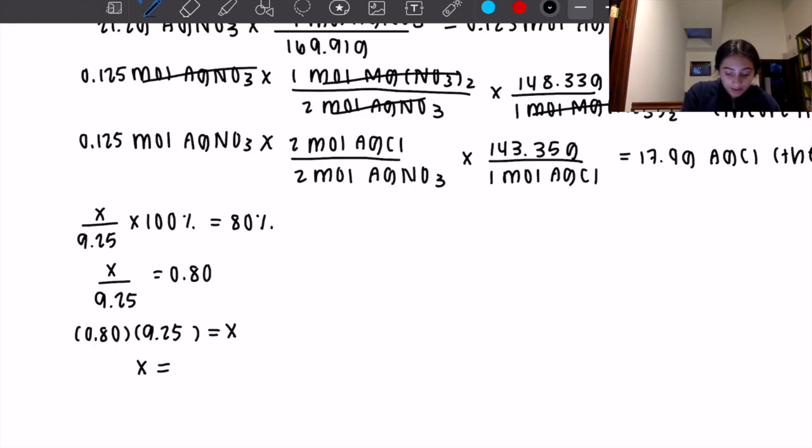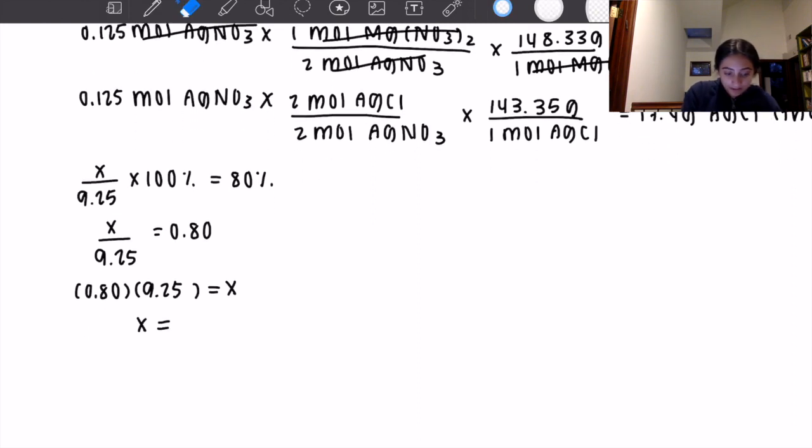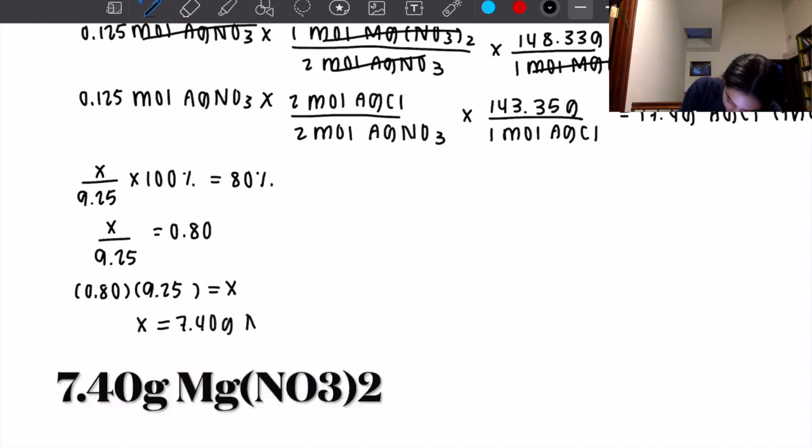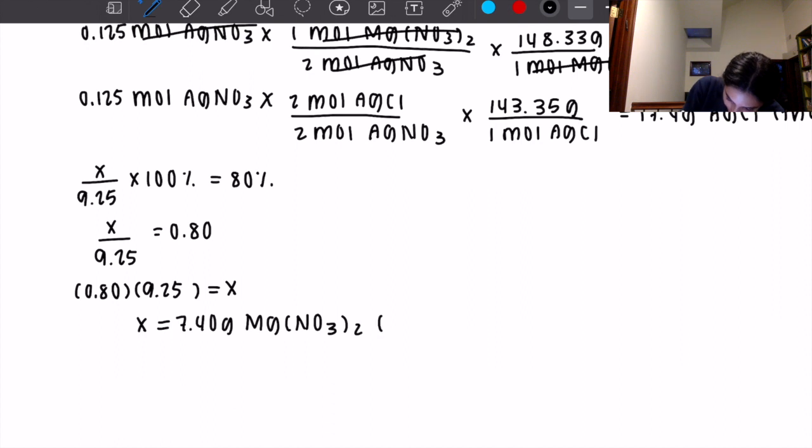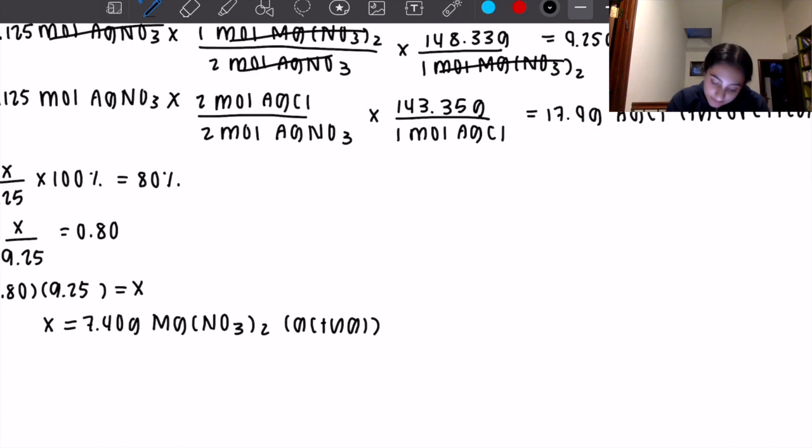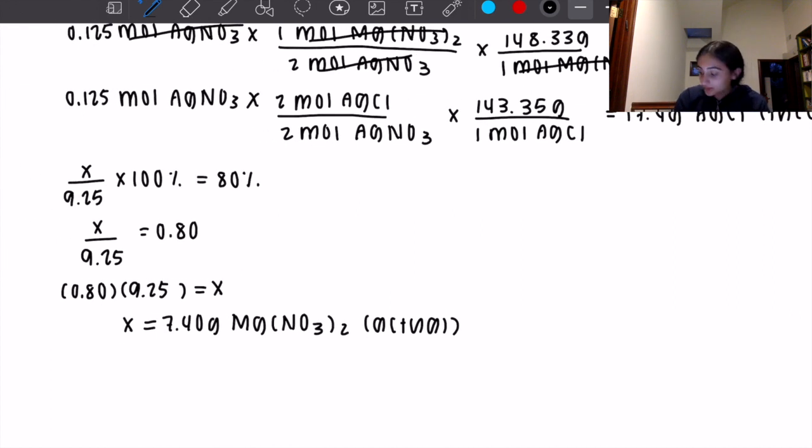So I'm going to multiply 0.80 by the theoretical mass, and I'm going to get 7.0 grams MgNO32, and that is actual. And remember that you want to keep the unrounded version of the mass in your calculator when you're multiplying by percent yield. So now I'm going to do the same thing with AgCl.